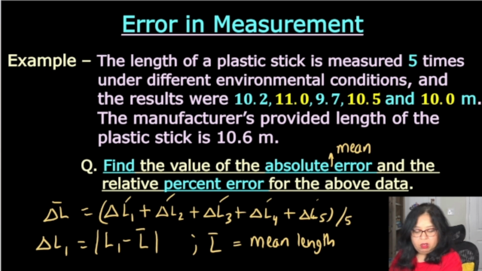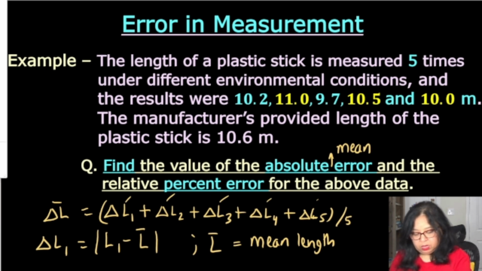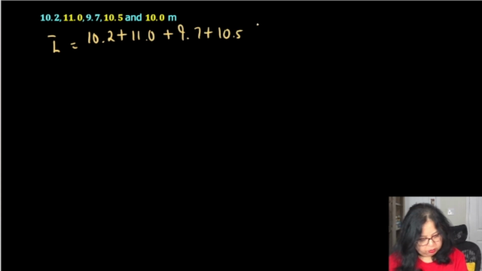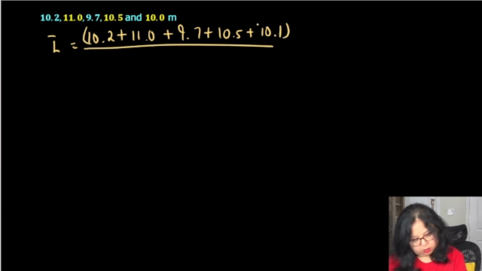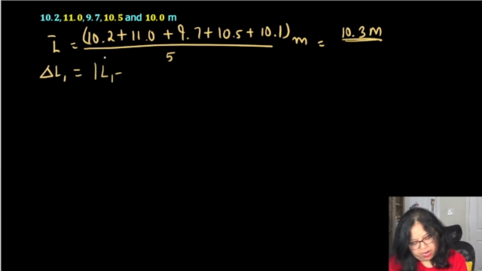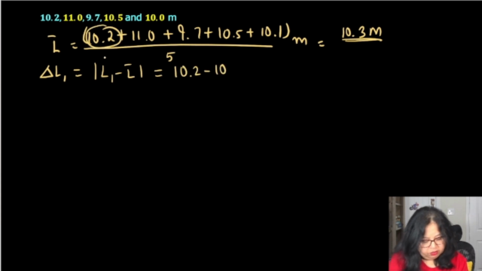So let's go ahead and find out the value of L bar. So the average of these 5 values will be, you know how to calculate average, so I'm going to go through this fast. And it's going to be in meters, of course. 10.3 meters. That's my answer. Delta L1 will be L1 minus L bar. That gives us, here's my L1, 10.2 minus 10.3 meters, which is 0.1 meters.